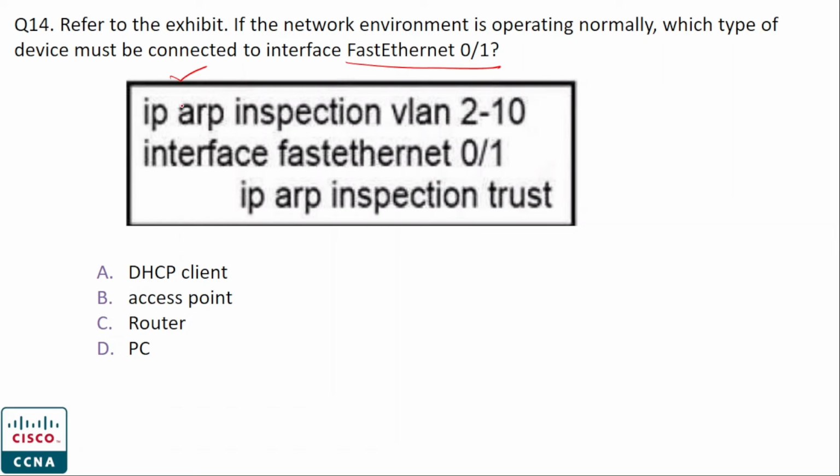And this is the exhibit. So we have IP ARP inspection VLAN 2 to 10, interface FastEthernet 0/1, IP ARP inspection trust. And the options are: option A, DHCP client, option B, access point, option C, router, and option D, PC. And the correct option is option C, router.